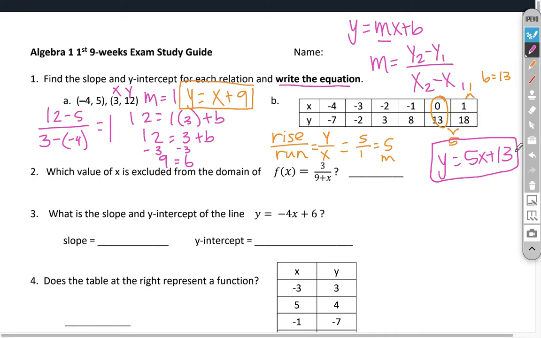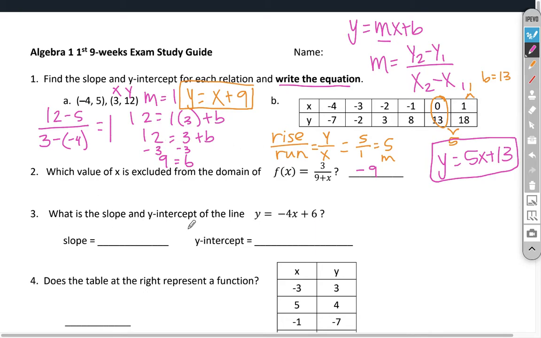And that's your answer. Number 2, which value of x is excluded from the domain? This is asking us which value of x is not going to work. Which one is going to make this undefined? And we know that an undefined slope has a 0 on the bottom. So what are we going to put in for x to make this denominator 0? Well, the opposite of 9 is negative 9. So that's going to cancel out that positive 9, right? And then we'll have a 0, and it'll be undefined.